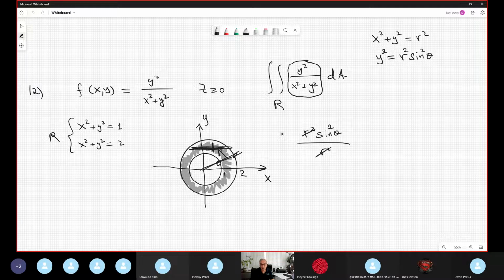Also, Professor, isn't the second circle's radius square root of 2? Yeah, you are right. You are right. This is a square root.